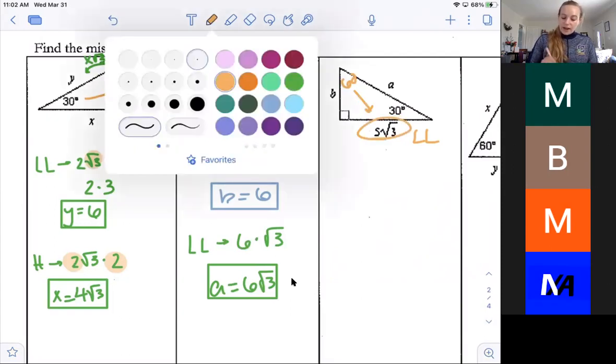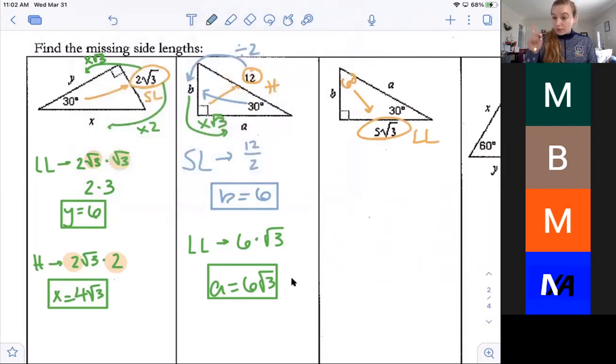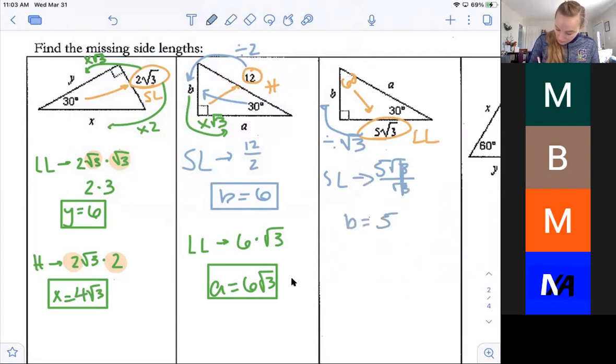Again, we always find our short leg first. So I'm going to go from my long leg to my short leg. Going from long to short means we get smaller, so I'm going to divide by root 3. So the short leg is 5 root 3 divided by root 3. Oh, that's nice. The root 3's cancel out, so my short leg is just 5. Little b equals 5. That's pretty easy.